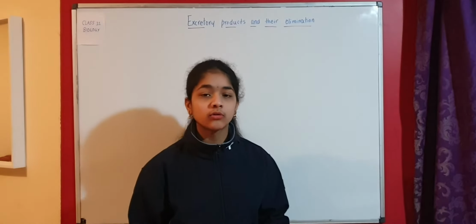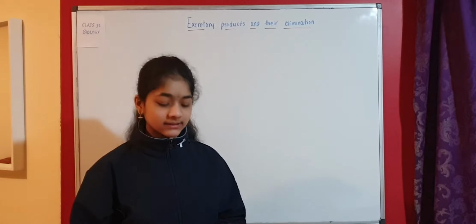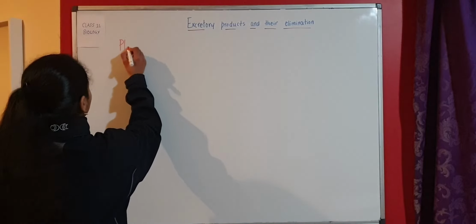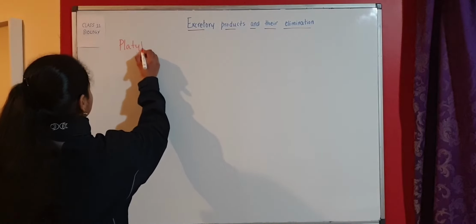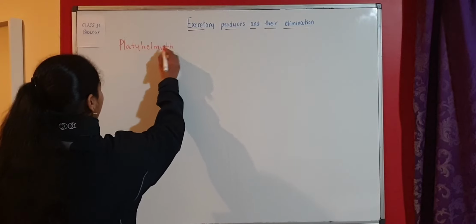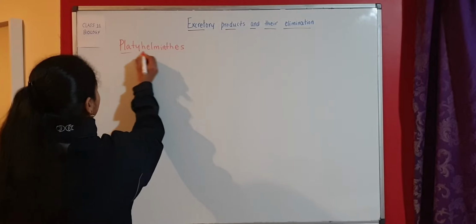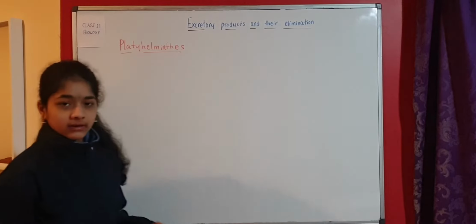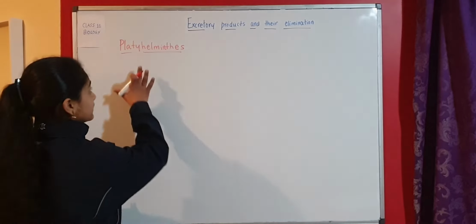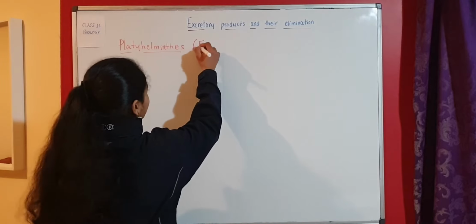In this video, we are going to take a look at the excretory organs in case of platyhelminthes and nematodes. So first we are going to take a look at platyhelminthes. Platyhelminthes are a phylum in the animal kingdom. We are going to talk about the excretory organs in these kinds of animals.